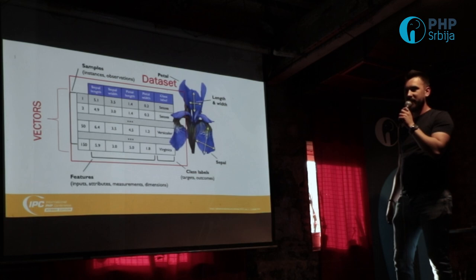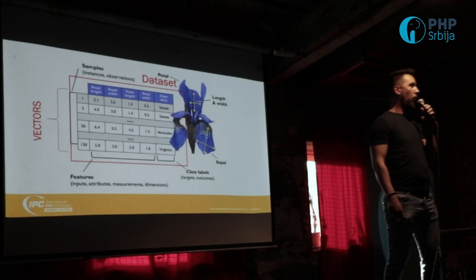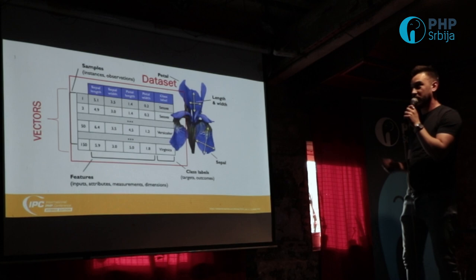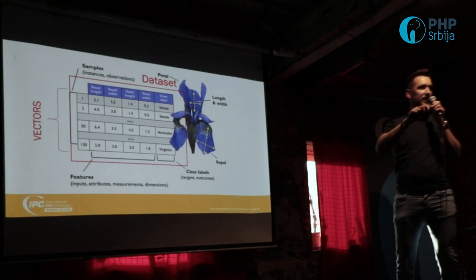So we have 150 vectors here, and this type of data is called a data set. Interestingly enough, I think this is the only thing that is similar between languages: data set is called data set in absolutely every language that I used, at least. Everything else has a different name, but people managed to agree to call this a data set, because it's a set of data.